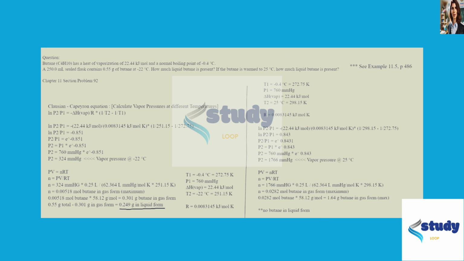Anyway, as I mentioned a couple times, a really straightforward explanation of this, in addition to just what I've provided, is on page 486 of the textbook. It's example 11.5. So good luck.